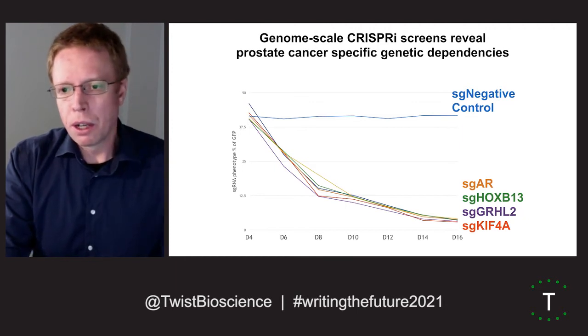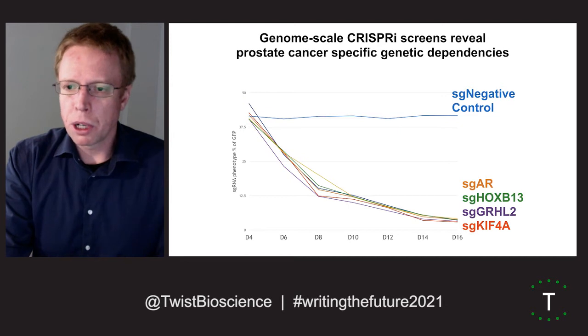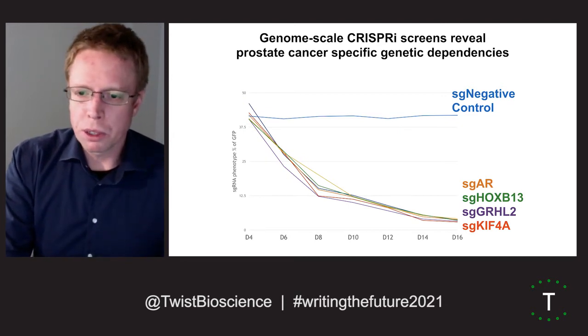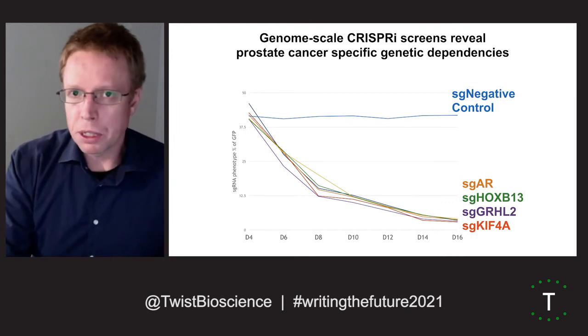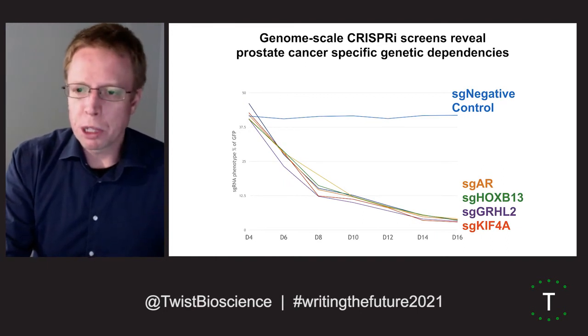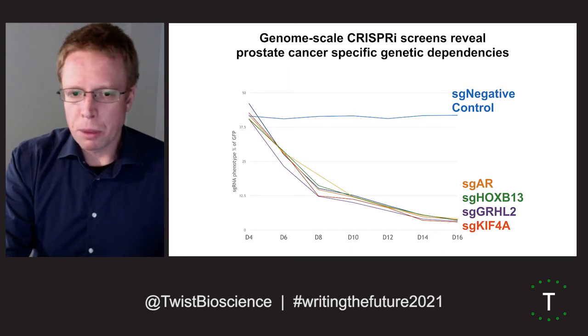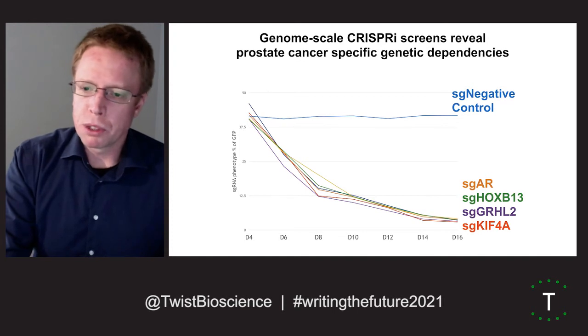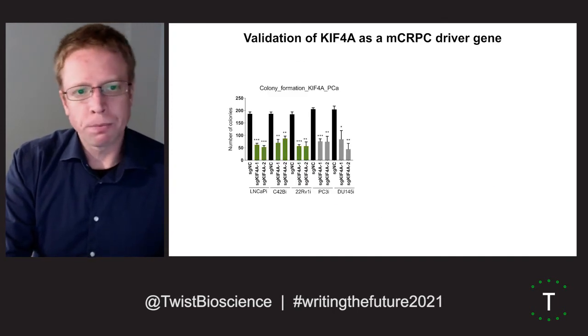proliferation. We see that other top hits, including HOXB13 and grainyhead-like 2, are also similarly required for cancer cell proliferation. And then we see genes that have not been previously implicated in prostate cancer biology, such as KIF4A, that are sort of equally required for prostate cancer proliferation. And so this is exactly what we wanted to see, in that we can nominate genes that have robust phenotypes for both positive controls and unexpected genes.